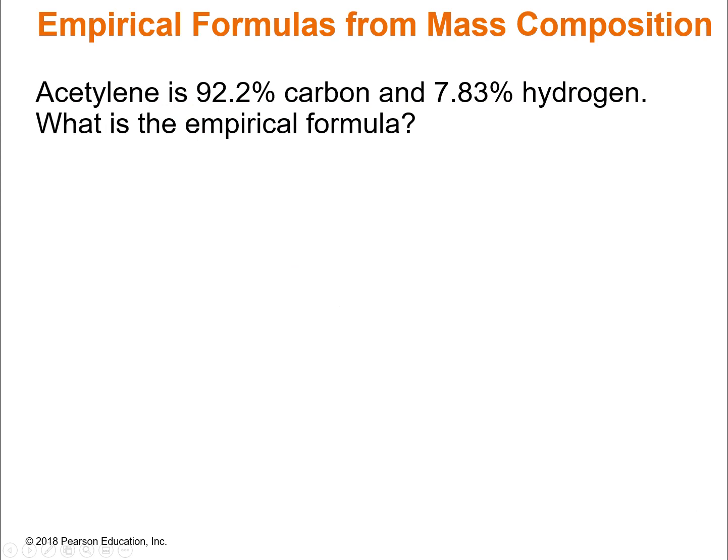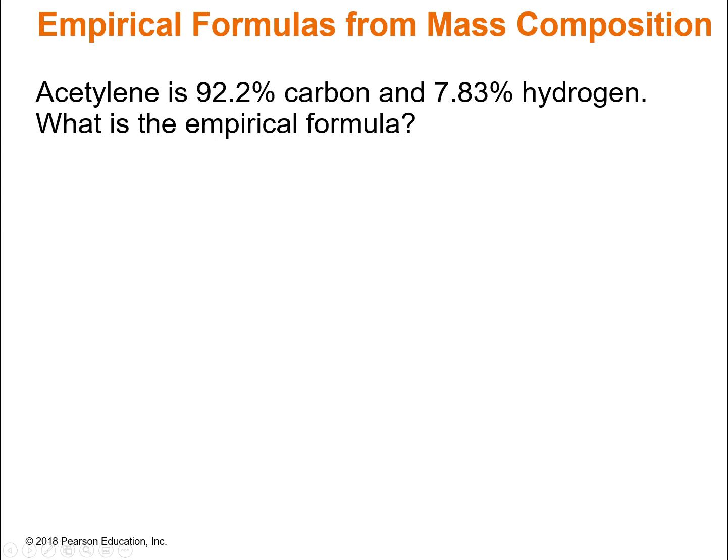There's another way that you can calculate empirical formulas, and that's from mass composition. Acetylene is 92.2% carbon and 7.83% hydrogen. It's also incredibly flammable, and it's used for pipe soldering, like melting copper pipes. If you're trying to put together a long length of copper, like you're maybe under someone's house doing some plumbing, that's what acetylene can be used for. I personally don't want any parts of it.